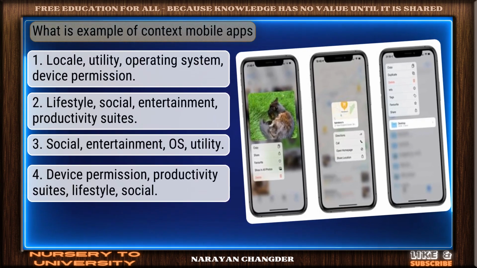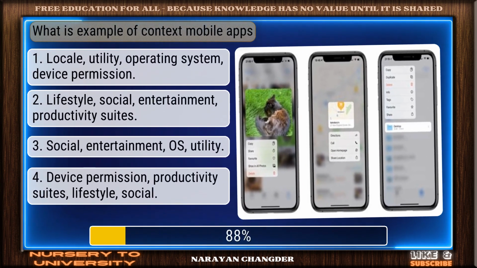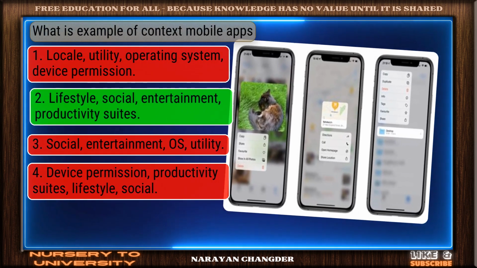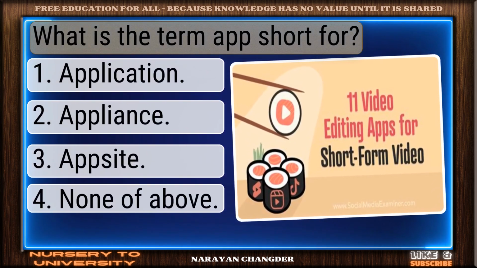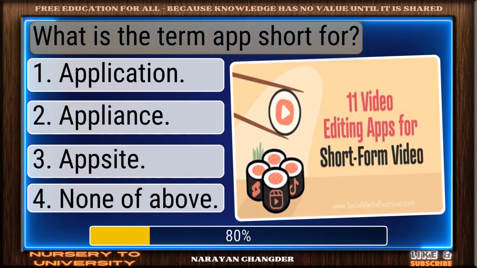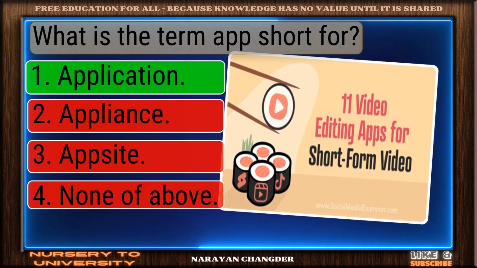Question number 42. What is an example of context of mobile apps? Valid point. Lifestyle, social entertainment, productivity suites is true. Question number 43. What is the term app short for? Excellent. Application is a brilliant choice.